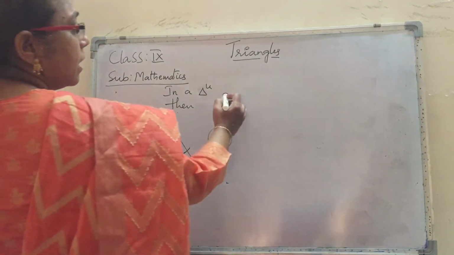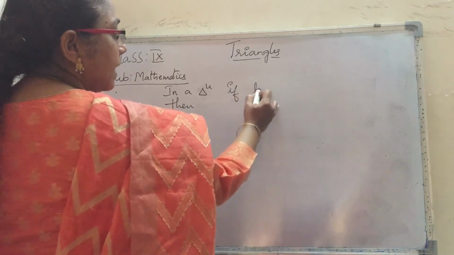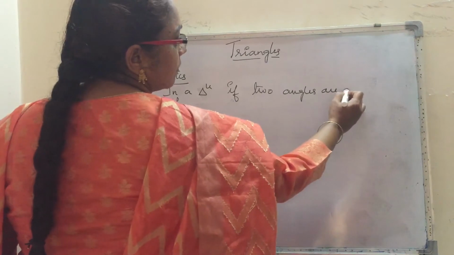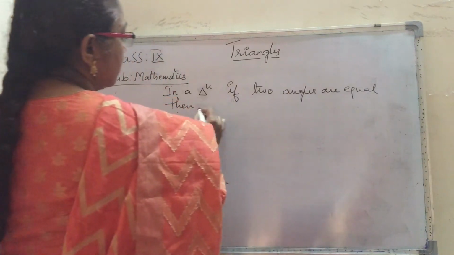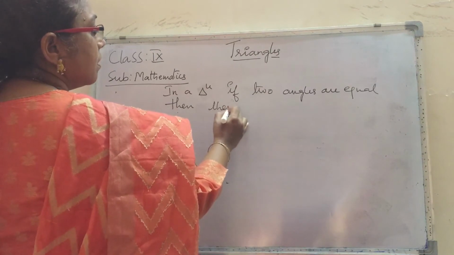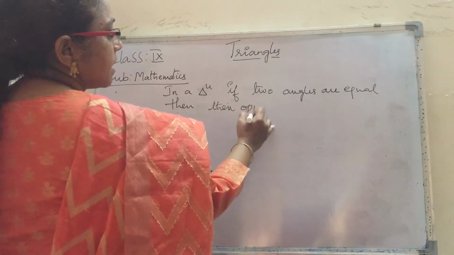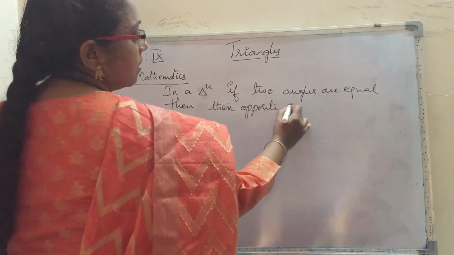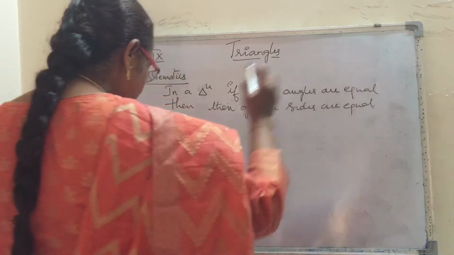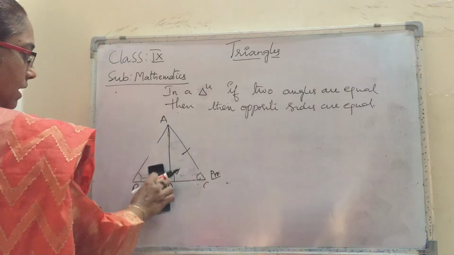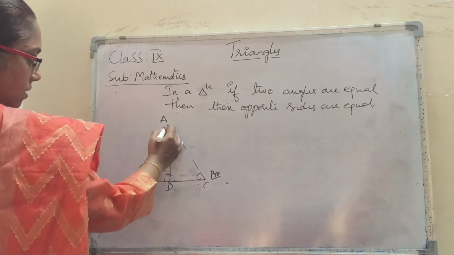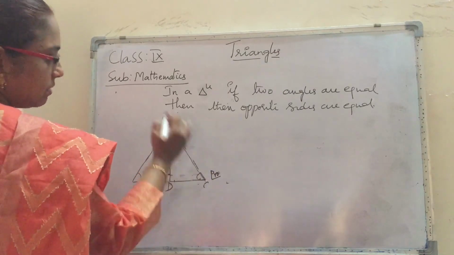Now, if two angles are equal, then we have to prove their opposite sides are equal. Is it clear, children? Here, what is the given part? What is the given part, children?